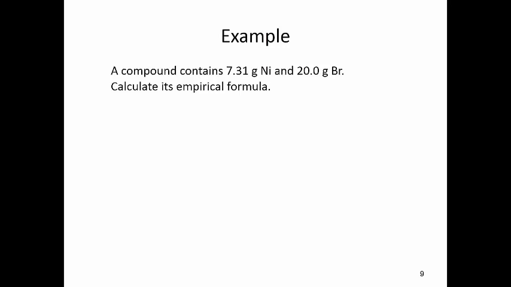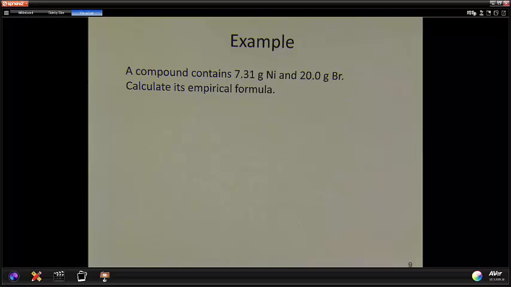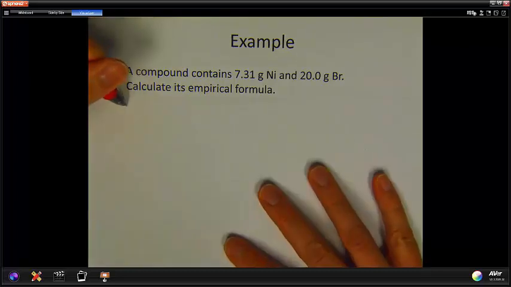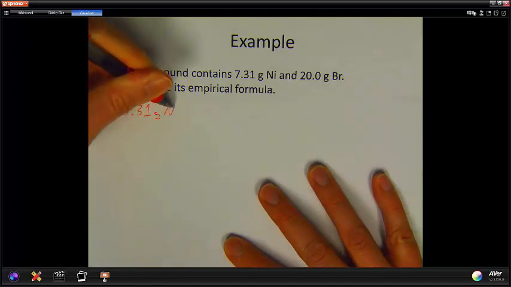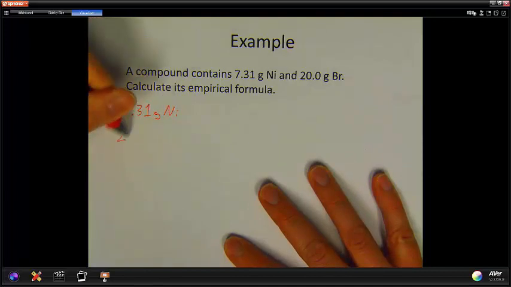Okay, a compound contains 7.31 grams nickel and 20.0 grams bromine. Calculate its empirical formula. So I'm going to go ahead and write these down. 7.31 grams nickel, 20.0 grams bromine. What we're going to do next is take each of these and convert them to moles. So we have nickel. We looked this up on the periodic table, so look this up on your periodic table.